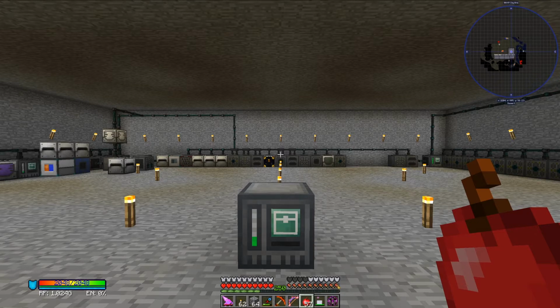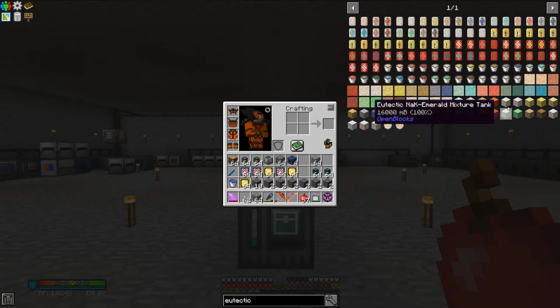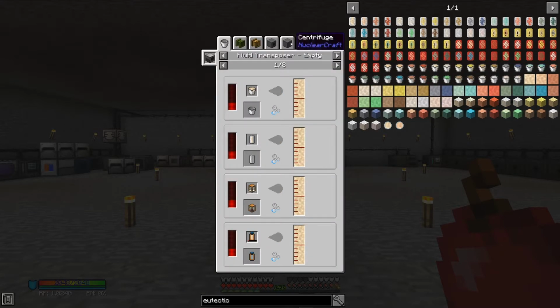In today's episode, I will be creating the eutectic NaK alloy from the mod NuclearCraft to be used as a coolant in the molten salt fission reactors. So let's get started. First off, let's take a look at the recipe real fast.